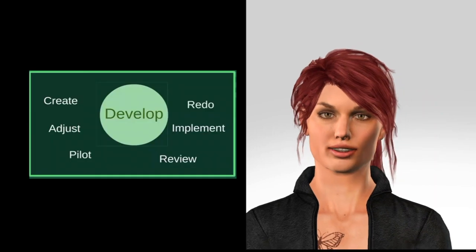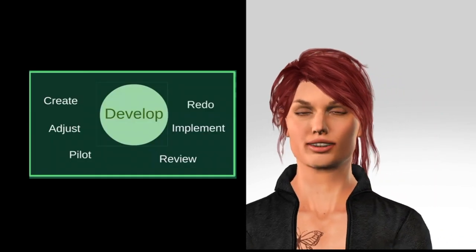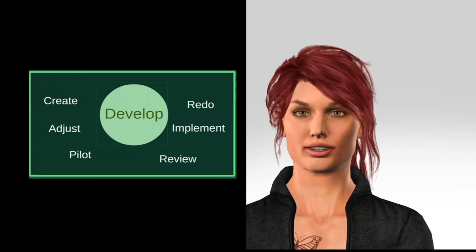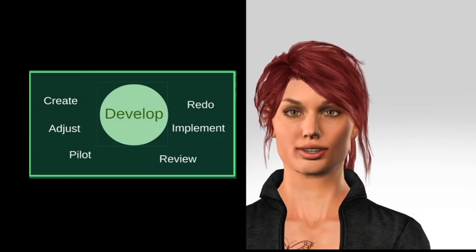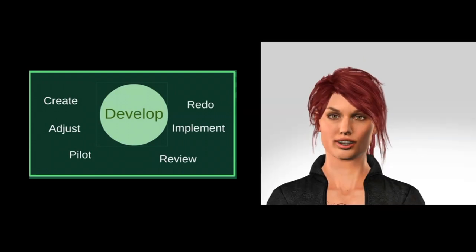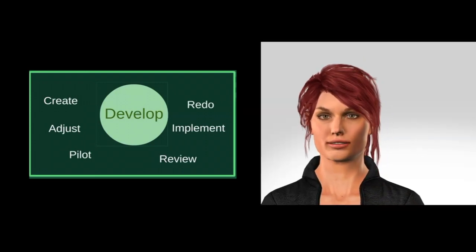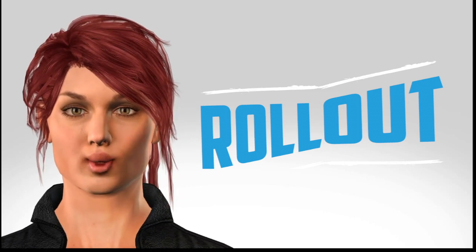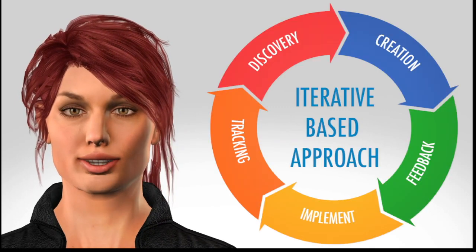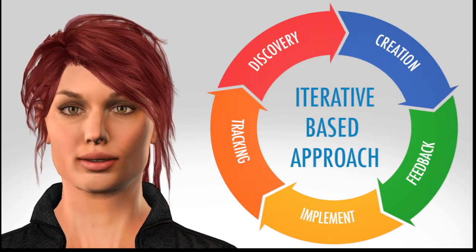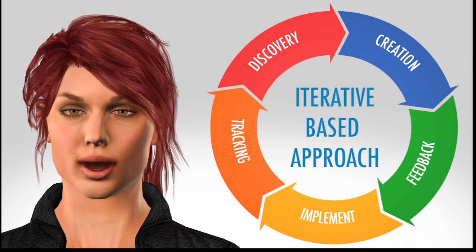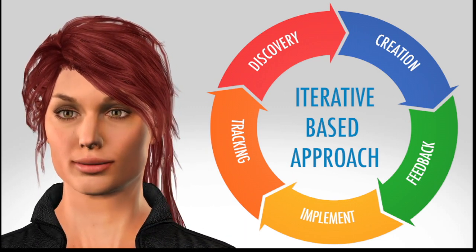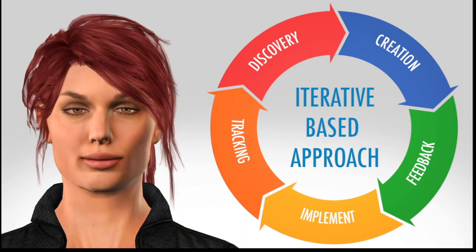The last of the 3 major phases is the iterative development phase. And this is pretty easy. You create, you adjust the content, you redo content and the processes, you implement, you review, you pilot, and then you do it all over again until you get a finished project that you like. For both of the SAM models that we've talked about, the emphasis is on using an iterative approach for creating the end product right from the start, while continually analyzing and refining the work as it's being produced.